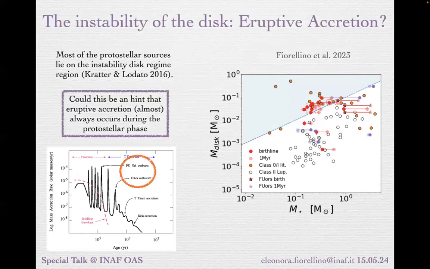To investigate this possibility, we studied the disk instability regime of our objects. We also include in this plot other class 0 and 1 objects from the literature. And you can see that most of the protostars that we study lie in the blue part, which is the disk instability region as described by Kratter and Lodato. Now, the disk instability is what we think triggers the eruptive accretion. So this suggests that eruptive accretion could be more important than we think in building the stellar mass of young stellar objects.